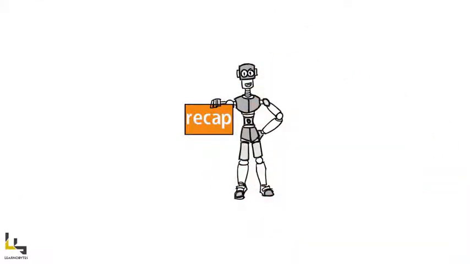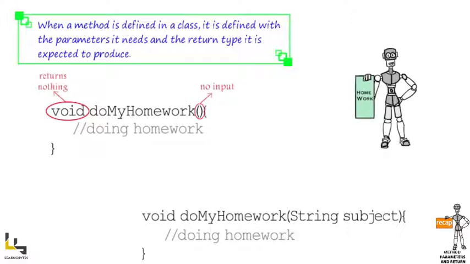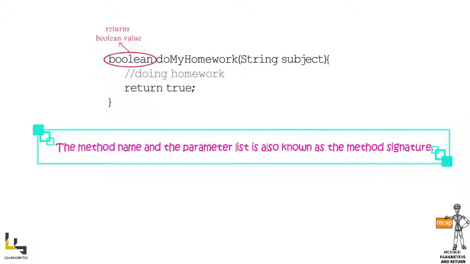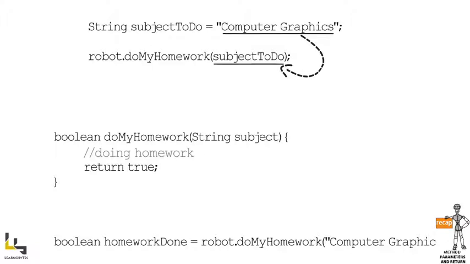Let's recap. In this video, we learned about method parameters and return values. Method inputs are known as parameters. Methods can also produce output. The output of the method is called the return value. In a class, a method is defined with the parameters it needs and the return type it is expected to produce. The method name and the parameter list is known as the method signature. The method should be called by passing the values of the correct type. The method will return a value of the same type as the return type, which can be captured in a variable.